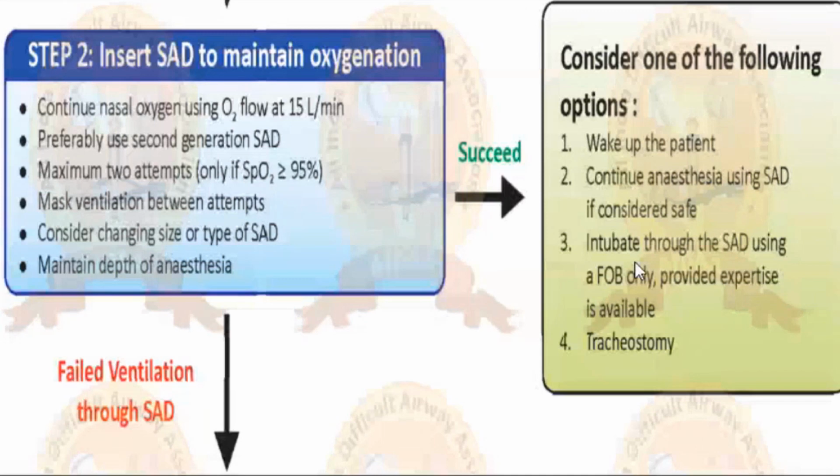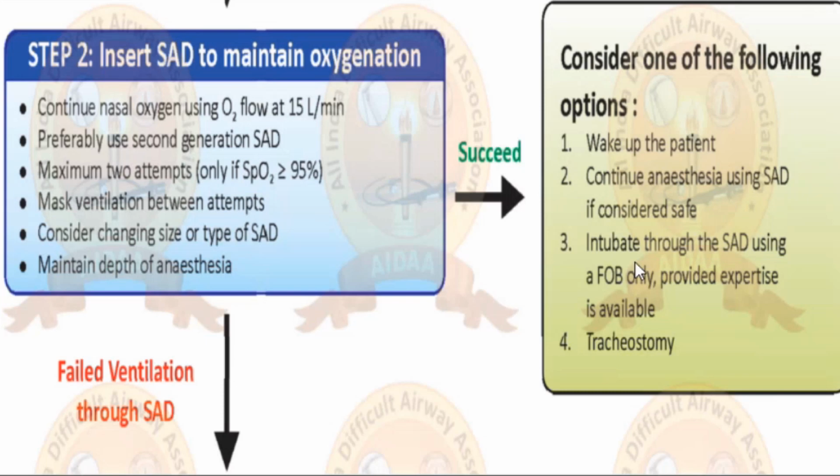Now, what these supraglottic airway devices have done is they have moved us away from this intubation-centric management to a more ventilation-centric and oxygenation-centric approach. That is, it is no longer important to just get the tube in. It is important to oxygenate the patient. So what you do is try to use a supraglottic airway device. Now again, continue using the nasal cannula at 15 liters.